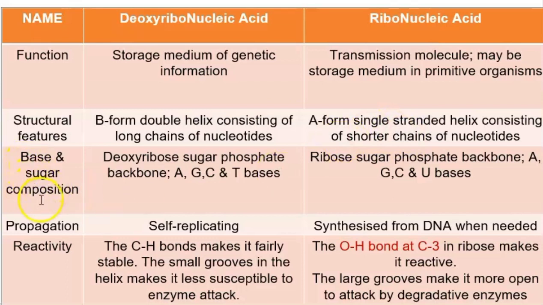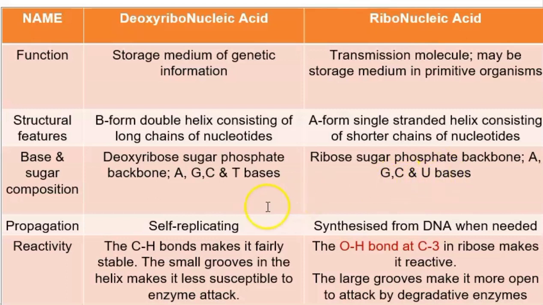Now the base sugar composition is another difference, and we said it is the ribose sugar-phosphate backbone. That is what we mean: the nitrogenous bases in DNA are different from the nitrogenous bases in RNA. A is adenine, G is guanine, C is cytosine, T is thymine. These are the nitrogenous bases we have in DNA, as I told you earlier. And these are the nitrogenous bases in RNA: adenine, guanine, cytosine, and uracil.